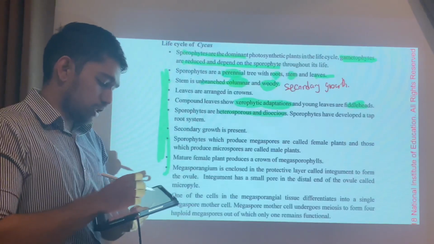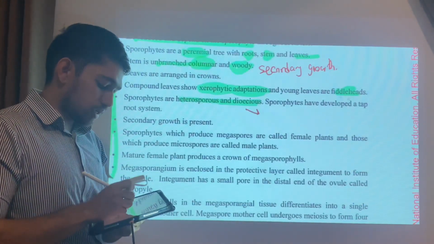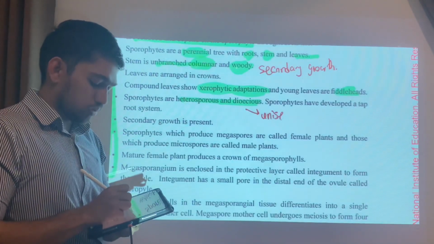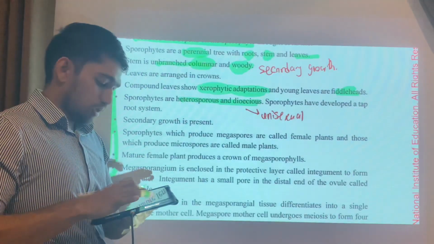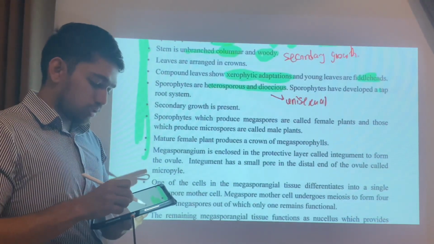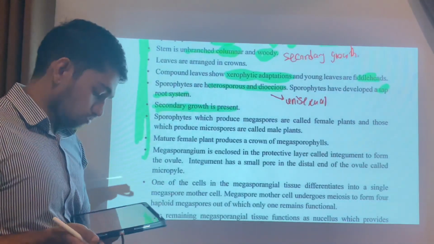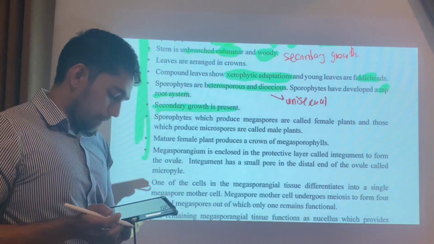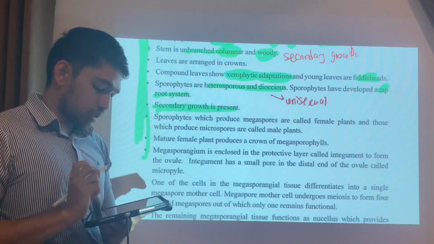Heterosporous and dioecious, right? What's the other name for dioecious that we can say? Unisexual, right? That's a separate male plant and a female. Sporophytes have a taproot system. Secondary growth is present, I mentioned earlier. Now we are coming to the definition of a female sporophyte and a male sporophyte.